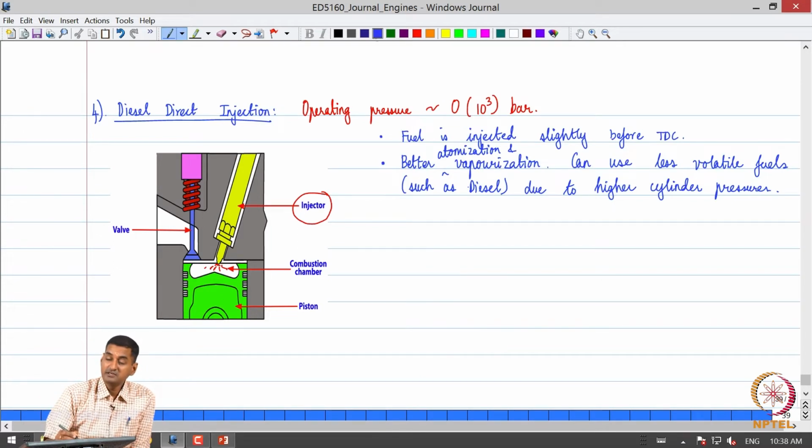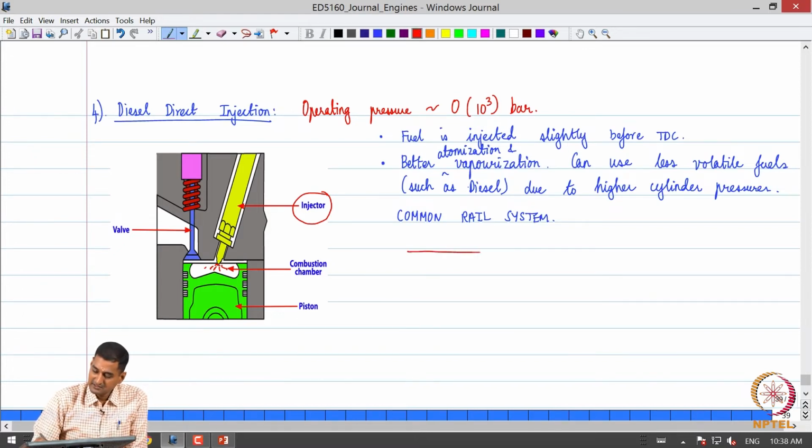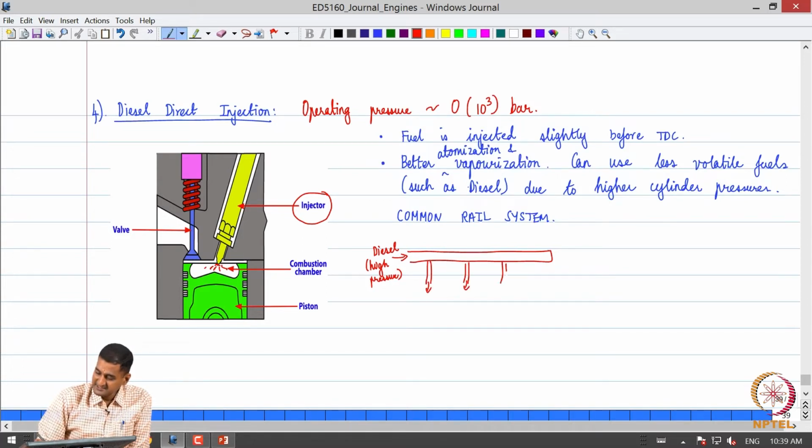So, what people do, the system that is popular today in diesel engines, is what is called a common rail system. What happens in a common rail system is that the diesel fuel is pressurized to a high pressure in what is called a common rail. And then from this rail you go to multiple cylinders. Let us say you have 4 cylinders, cylinder 1, 2, 3 and 4, right.